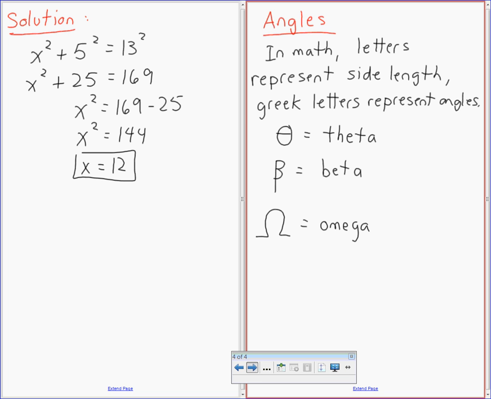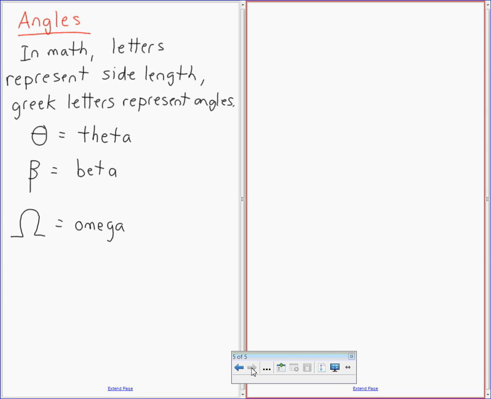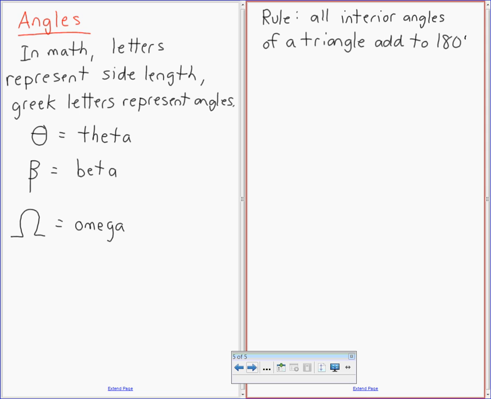Some nice rules about angles is that all interior angles of a triangle add to 180 degrees.